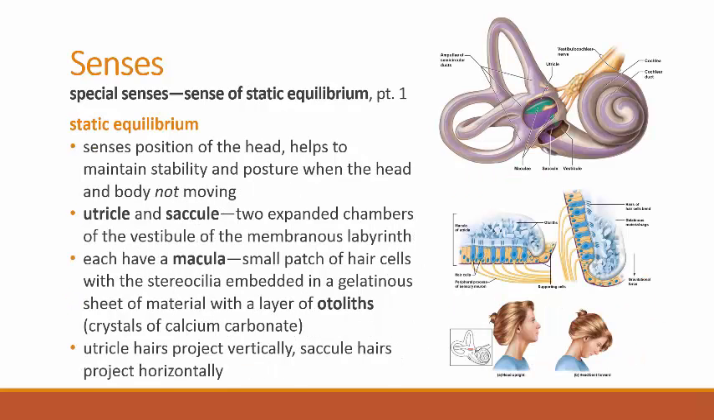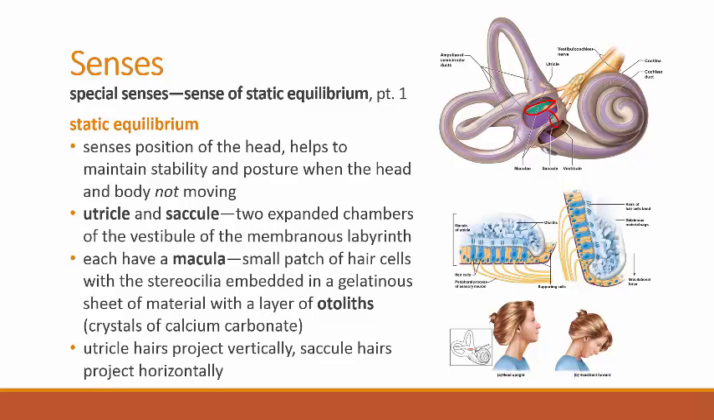But the inner ear is also responsible for equilibrium. And so the organs of static equilibrium are referred to as the utricle and the saccule. Utricle, saccule, notice that they are also oriented at right angles to each other. And they give us information about the position of the head. So if the head is tilted forward or tilted to the right or to the left, then we get information about that, even if the body is not moving.